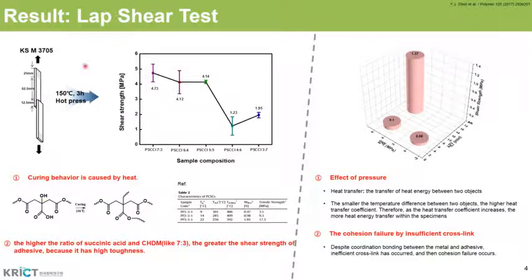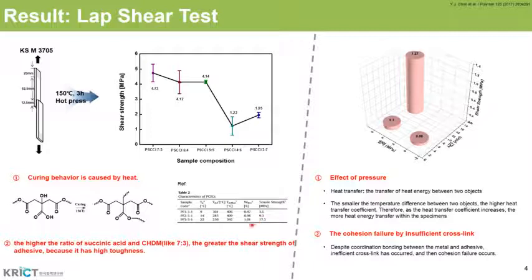The next result is the lap shear test. The standard was KS M 3705 and the hot press was carried out at 150 degrees for 30 hours. The resulting shear strength is as follows. The reason for this is that curing behavior is caused by heat. Through the reference, as the hot press temperature increases, the tensile strength of the sample can be seen to increase.